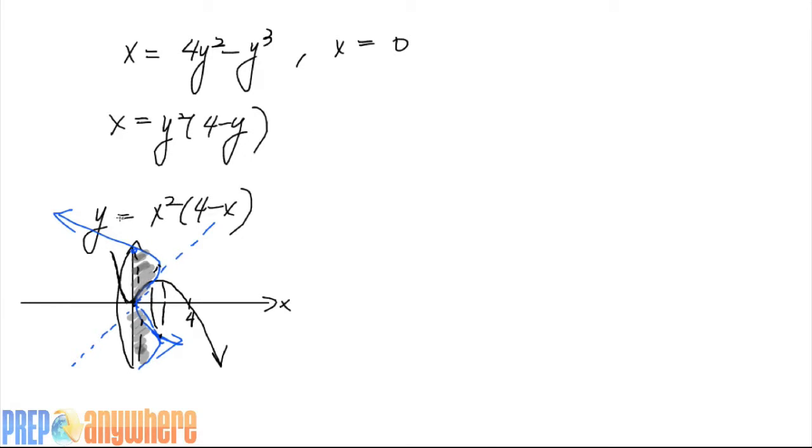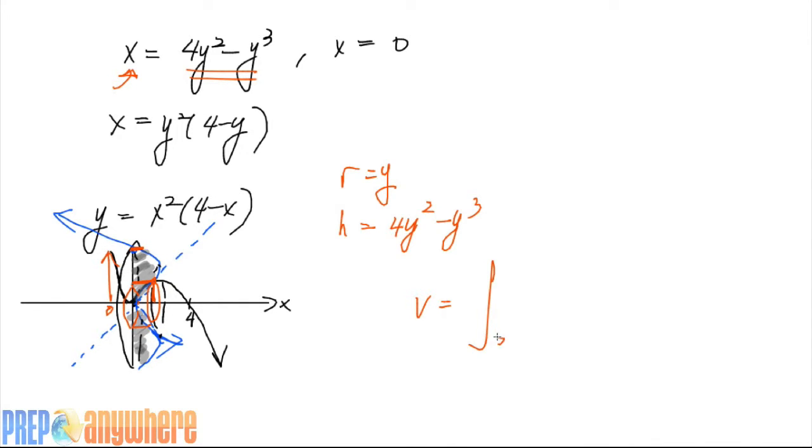So a typical cylinder, let me draw a typical cylinder like that. The radius is the y value, and the height is just the x value of the function. So the height is just going to be this. So the volume is going to be the integration, and we have to go up now, from 0 to 4.